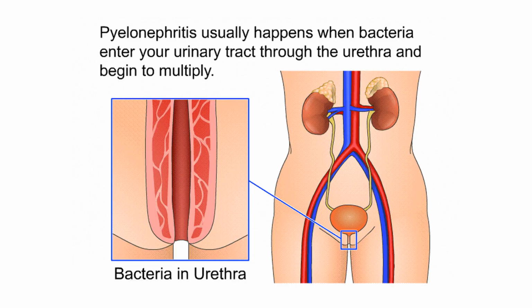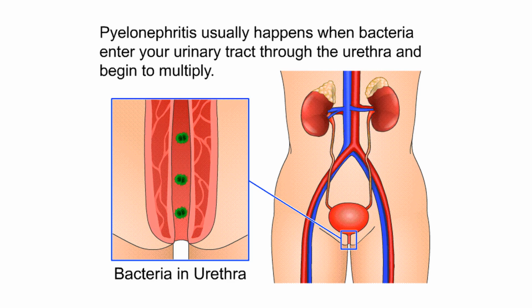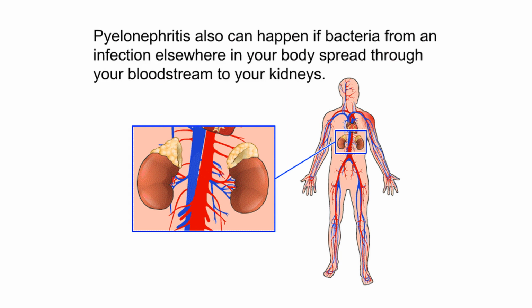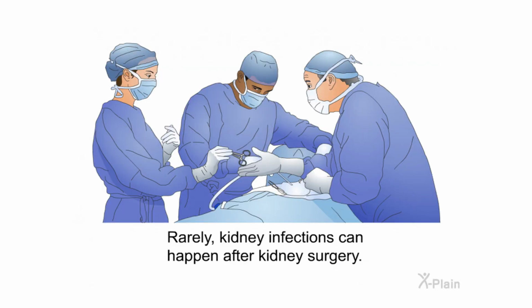Causes. Pyelonephritis usually happens when bacteria enter your urinary tract through the urethra and begin to multiply. Pyelonephritis also can happen if bacteria from an infection elsewhere in your body spread through your bloodstream to your kidneys. Rarely, kidney infections can happen after kidney surgery.